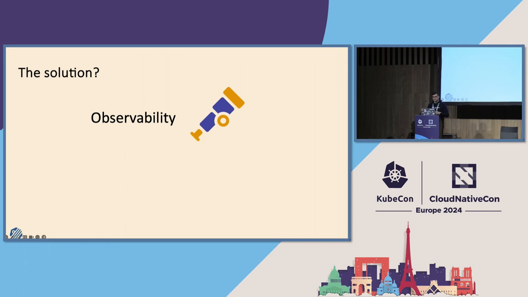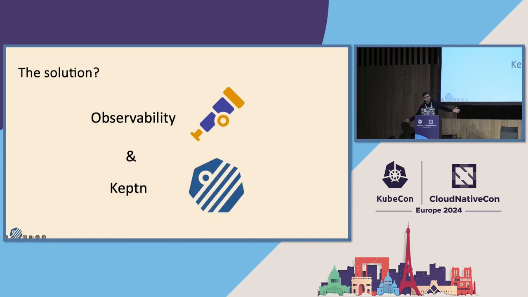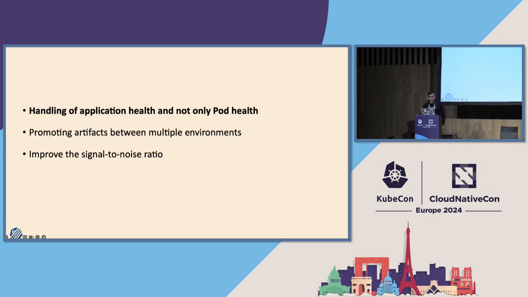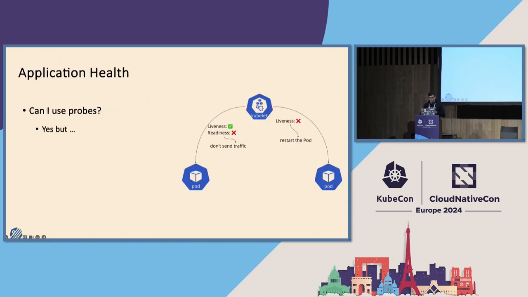Well, we are at KubeCon, so observability is one of the easy guesses. And we are at Keptn Talk, so Keptn is the second part of it. If you combine observability and Keptn, you can solve all of the previous issues that I presented. The first part is quite trivial: with observability, you know the root cause of the failure. Let's focus more on the process type of issues, like the application health, and not just relying on pod health.